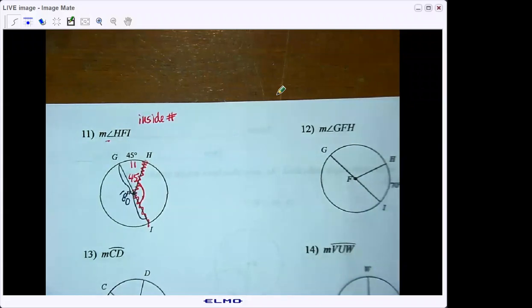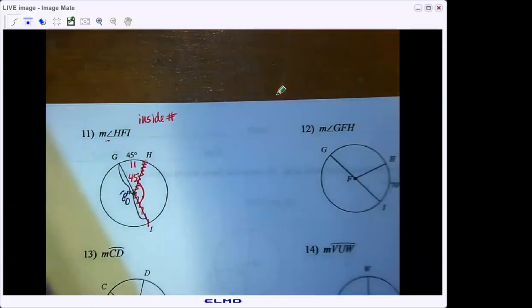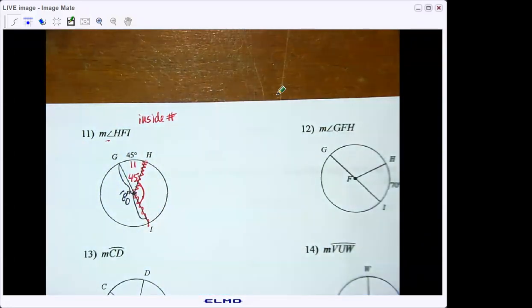Good. That should be a quick one. Remember, we're only looking at that half of the circle. Everybody so far has gotten it.